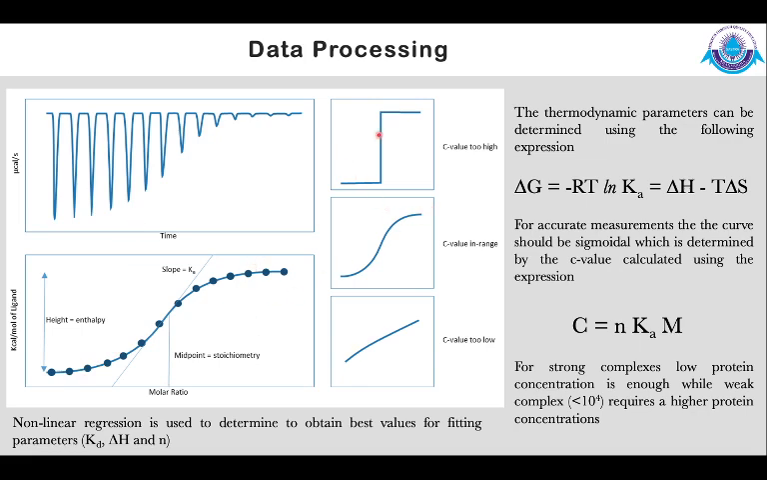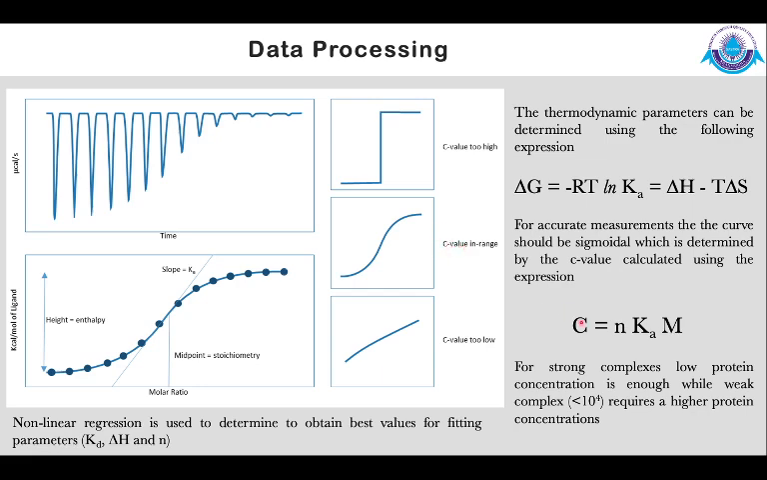If you get either of these types of curves, you won't be able to measure the slope and the midpoint accurately. They may give you the enthalpy change to a certain extent, but not the other two parameters. So we have to get the ideal shape of the curve, that is your sigmoidal curve. To get the curves in range, we use another value called the C value. We need to have a C value in a particular range.